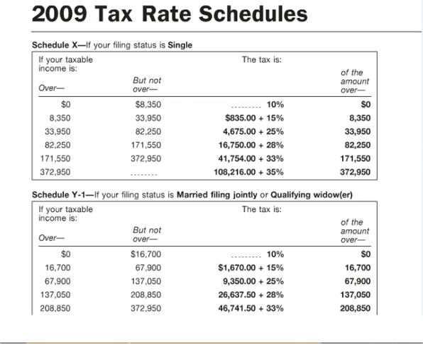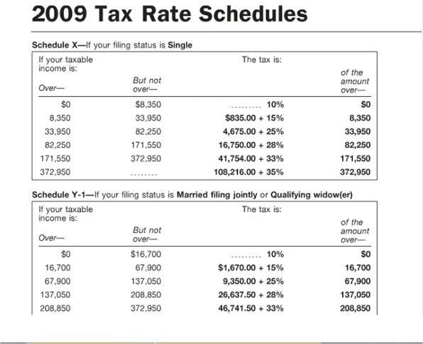So now what's after that? So you take the $48,000 minus $33,950 and multiply it by the 25%, and then take that result and add it to $4,675. And then you'll see Schedule Y1 below that.